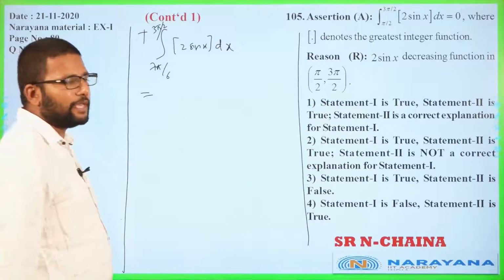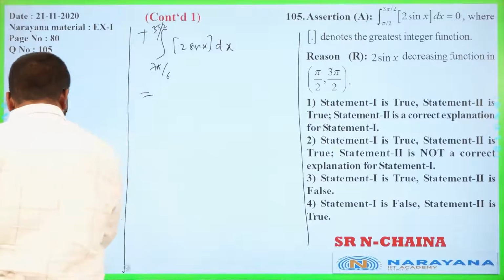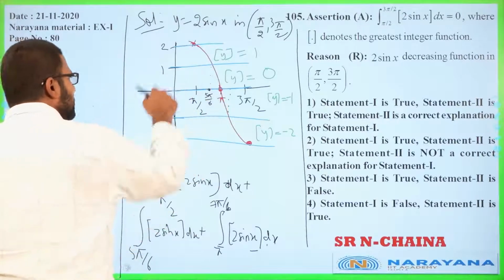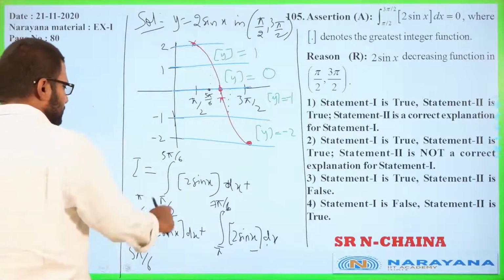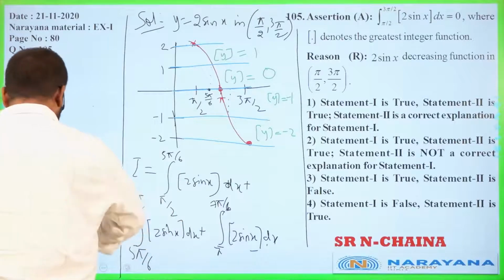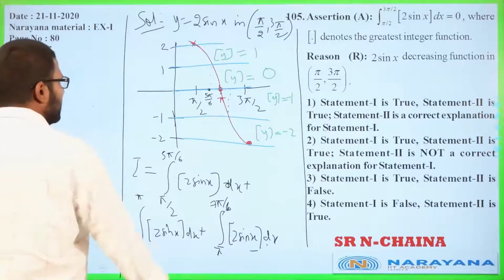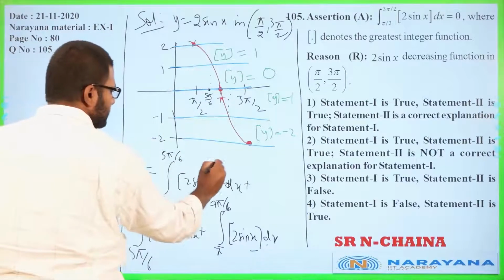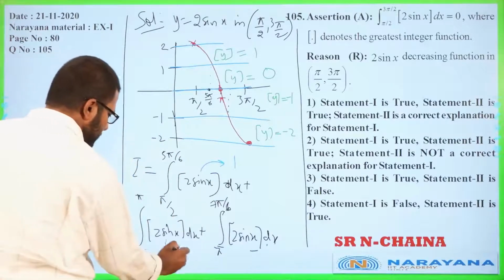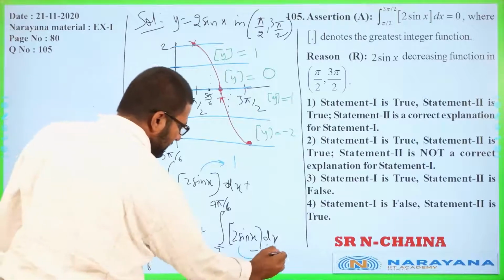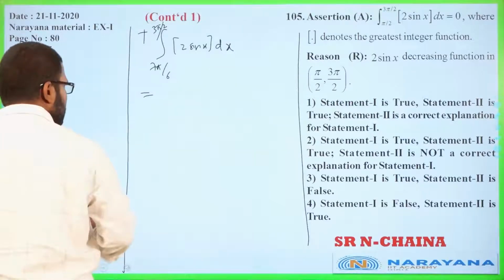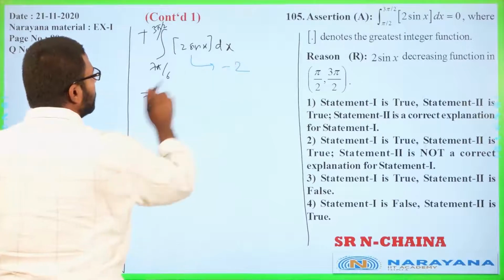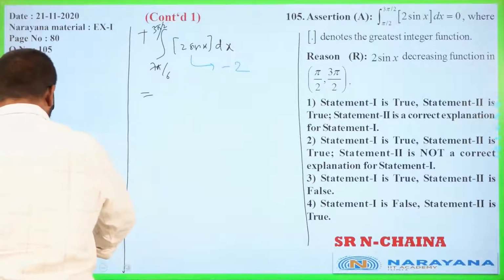Now it may be confusing, but you go back to the graph, you will understand what is happening. So now here in the first interval, like we said, from pi by 2 to 5 pi by 6, this value is 1, this value is 0, this is minus 1, and you go to the next one, this is minus 2, right?